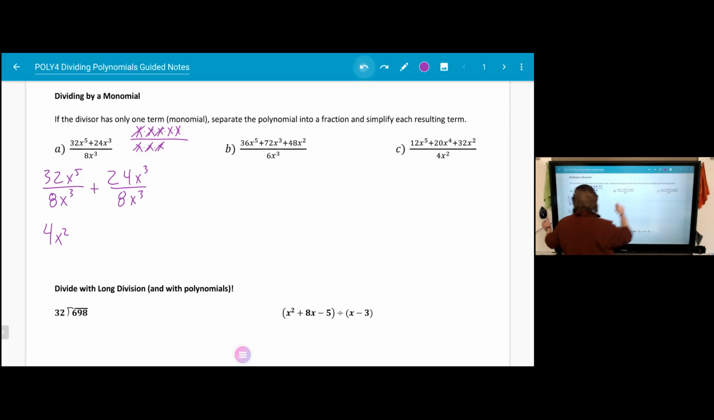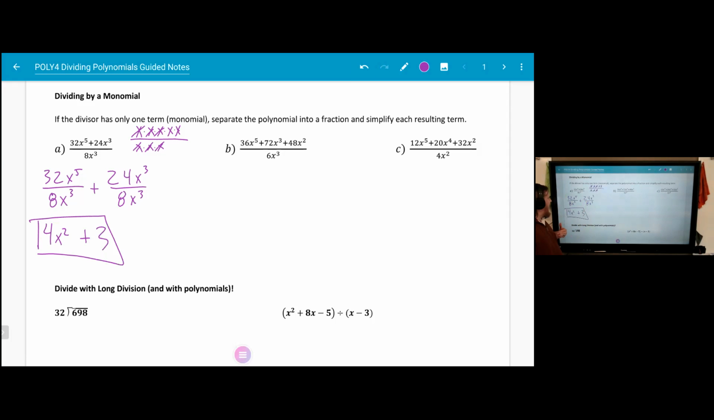So how about the other one? Plus, well, 24 divided by 8 is 3, and x cubed divided by x cubed is 1. I'm just left with 4x squared plus 3. So 32x to the 5th plus 24x cubed divided by 8x cubed results in 4x squared plus 3.